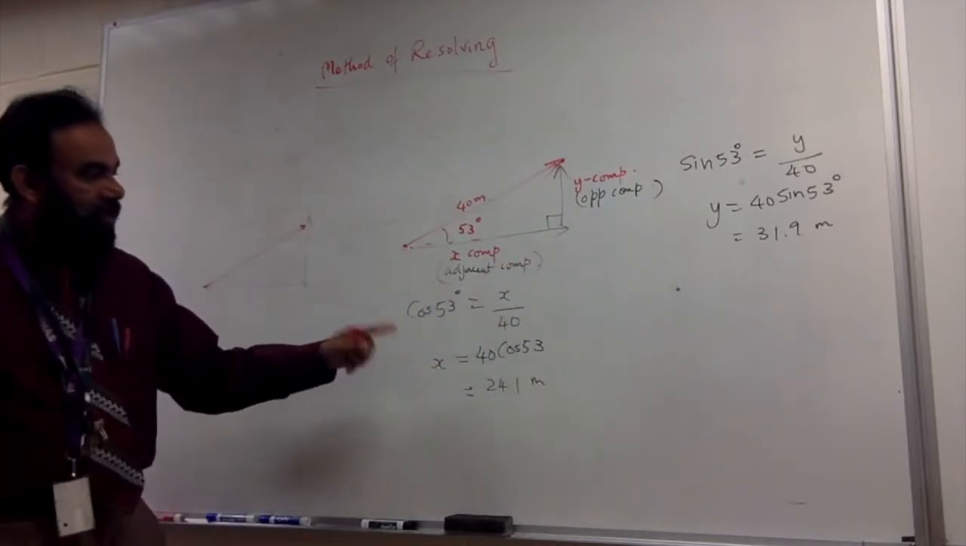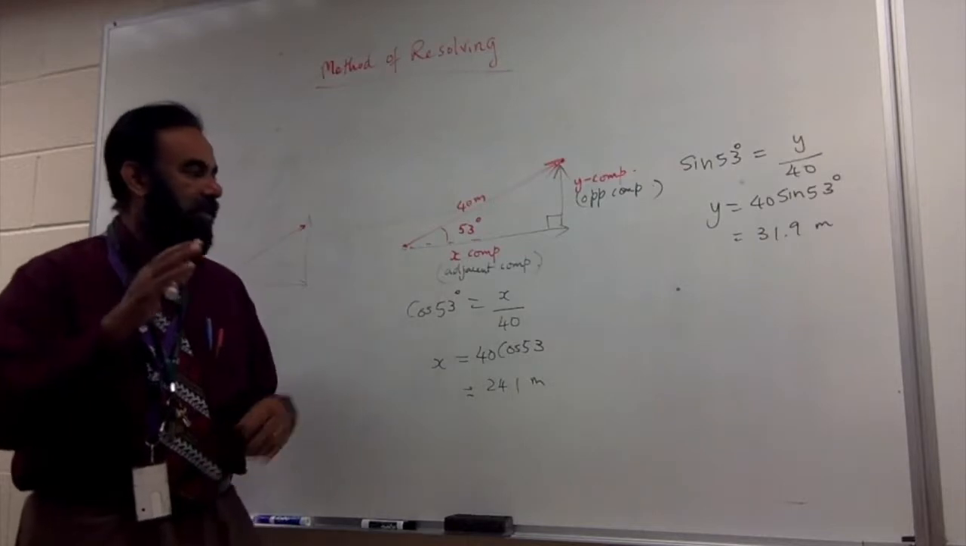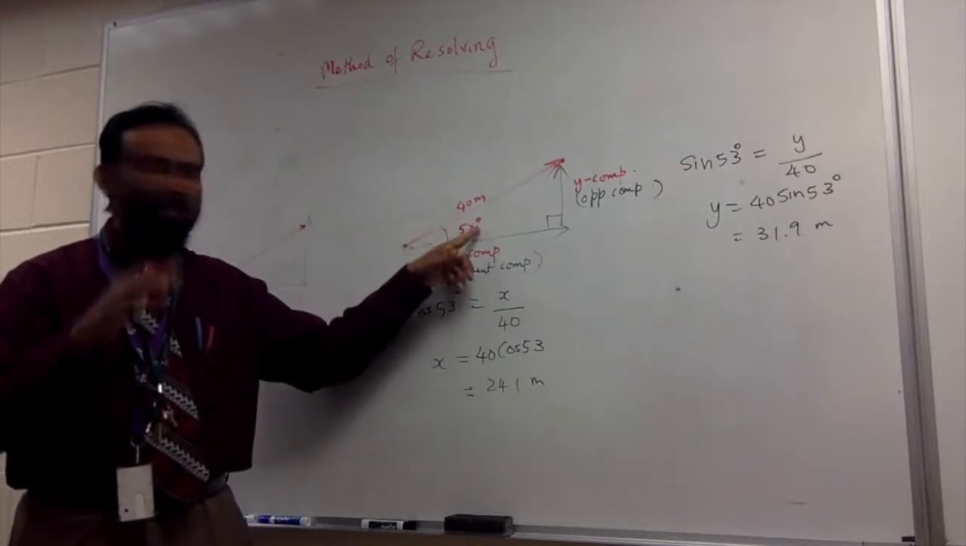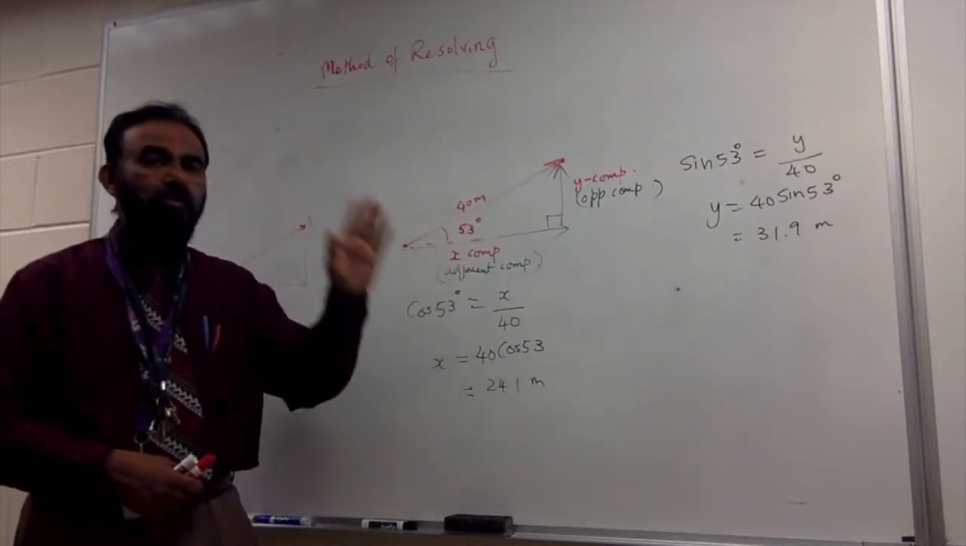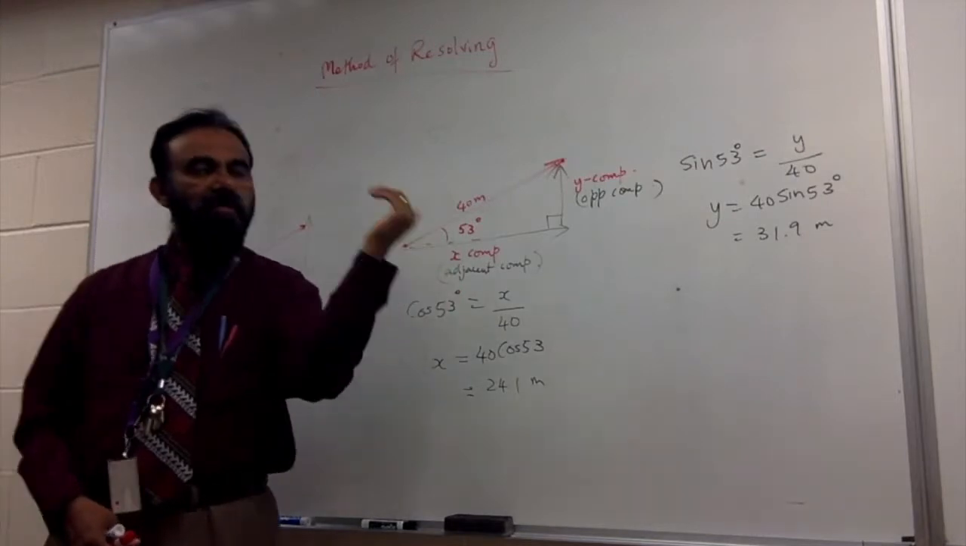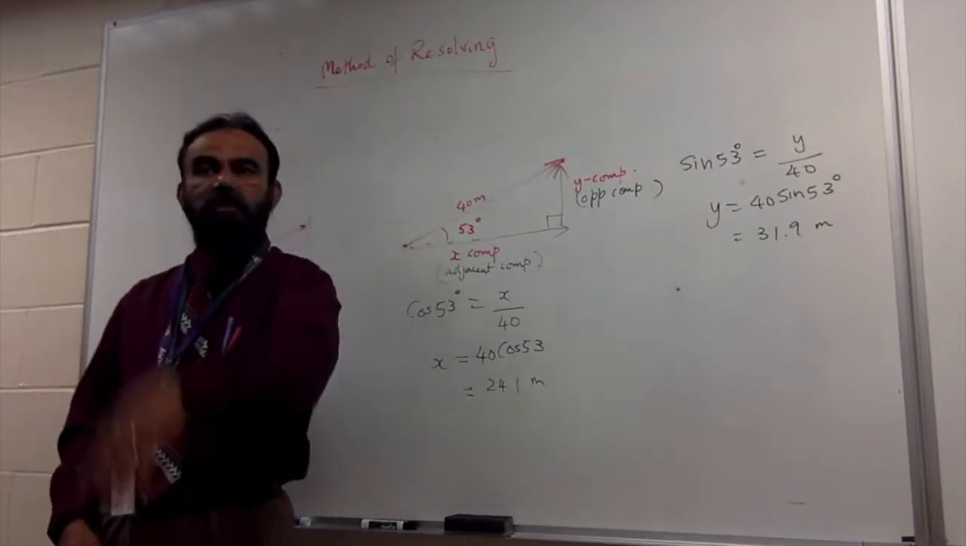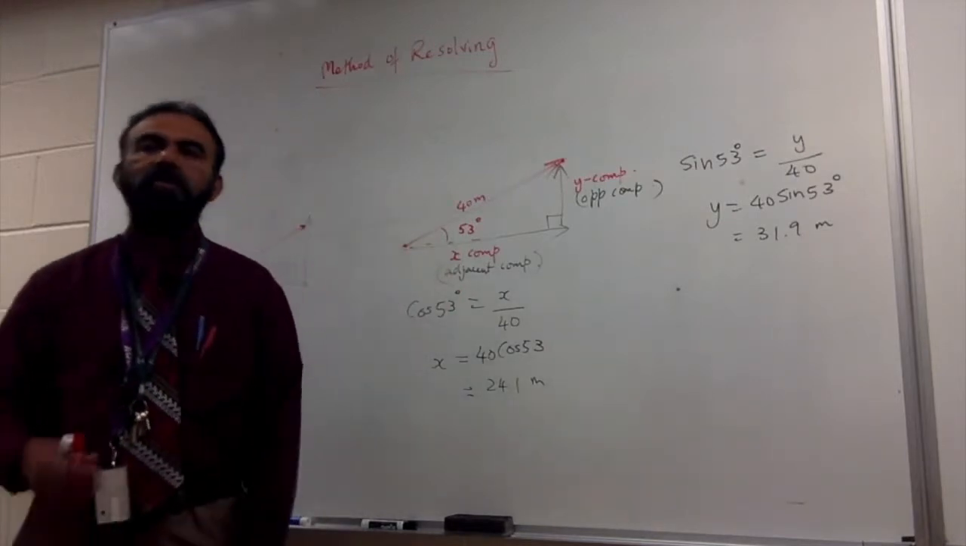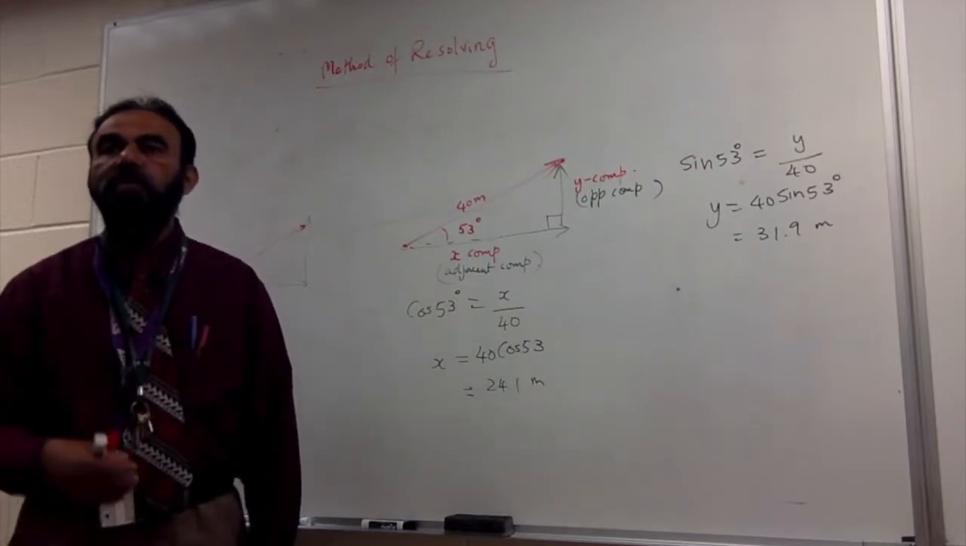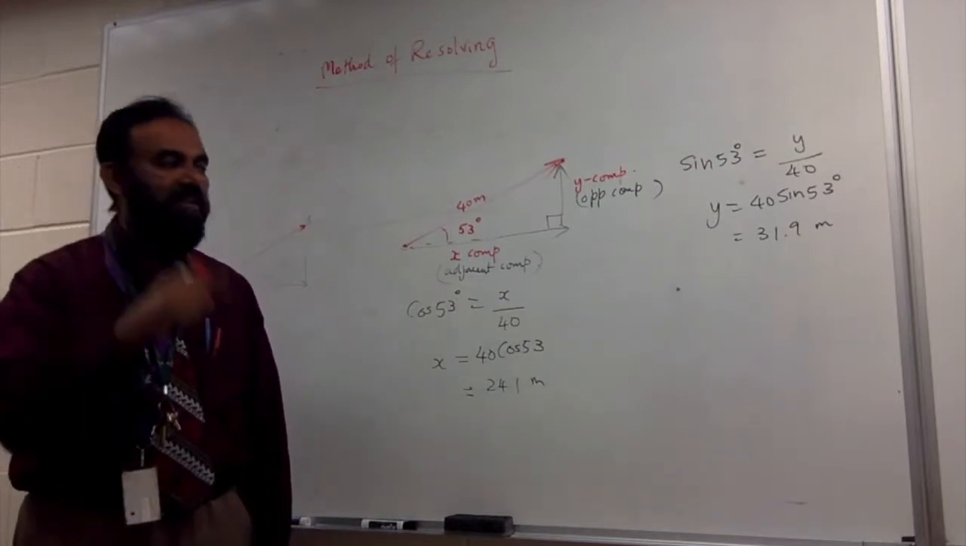Alright, so instead of telling the person go at this many meters at 53 degrees, you can just say go 24.1 that way and then 31.9 that way, and you're at the spot. This is called resolving. So, splitting a single vector into components.